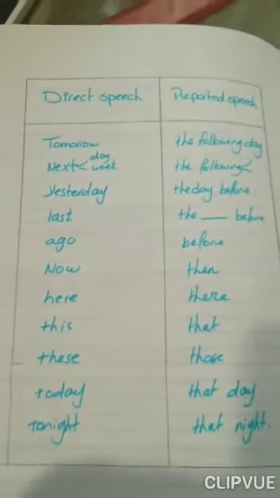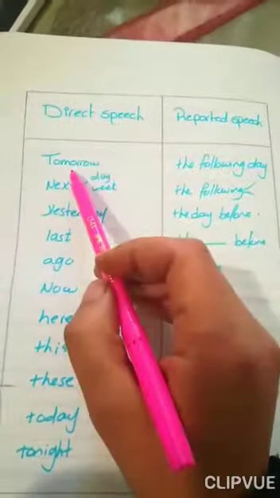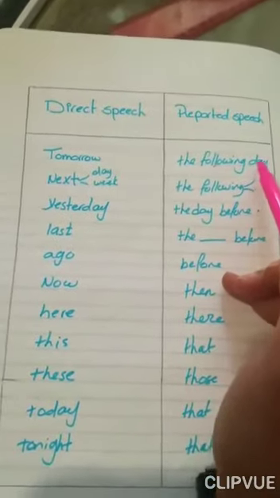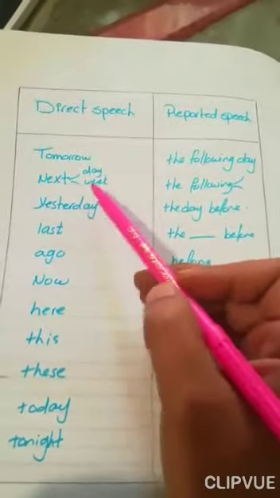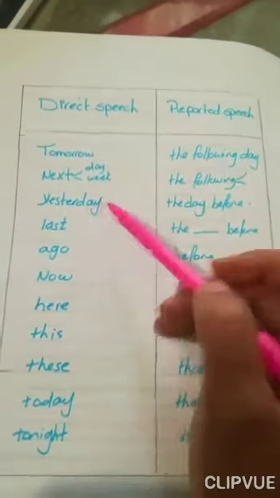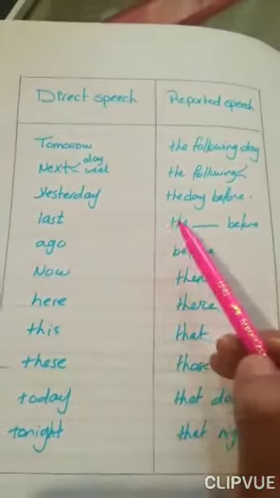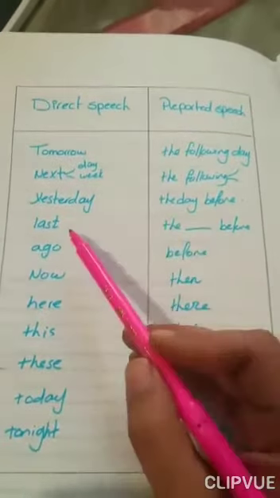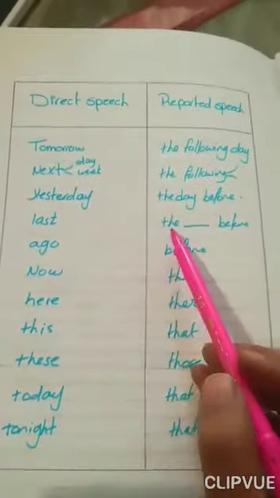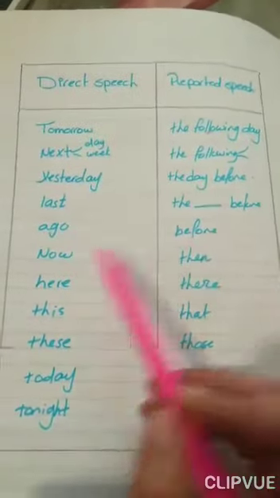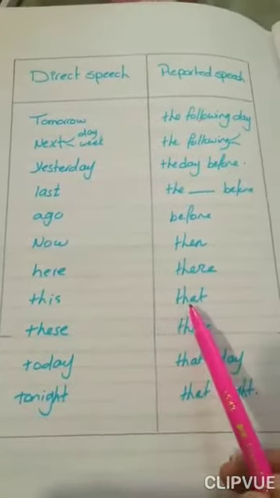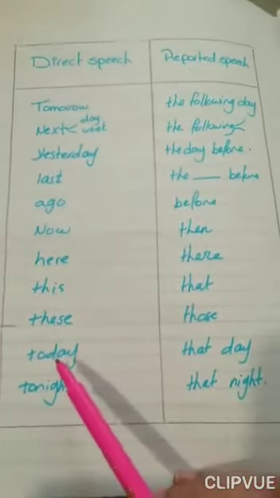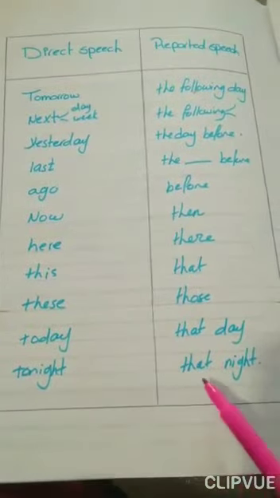These are the things that you also need to change. If you see in the direct speech tomorrow, it becomes the following day. Please pay attention to them because they are extremely important. Next, for example, day or week becomes the following day or week. Yesterday, the day before. Last day, the day before. Last week, the week before. Last year, the year before. Ago becomes before. Now becomes then. Here becomes there. This becomes that. These becomes those. Today becomes that day. And tonight, that night.